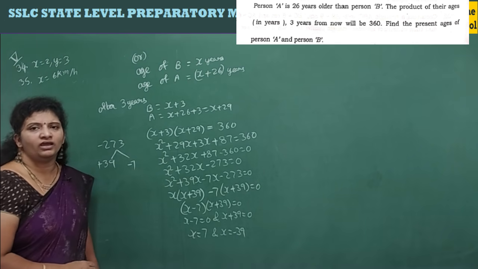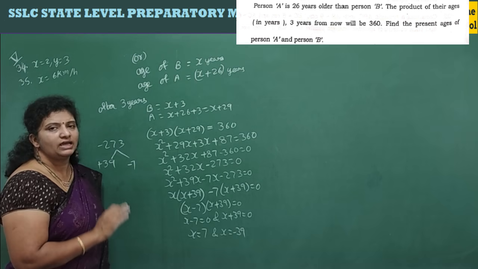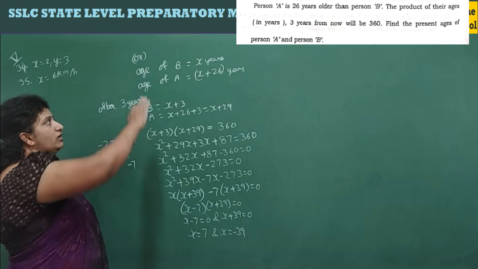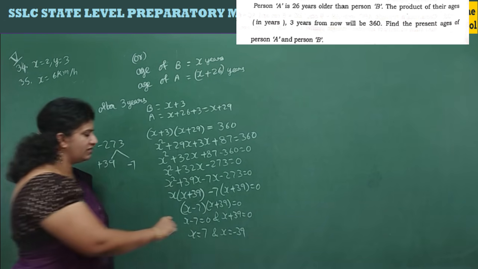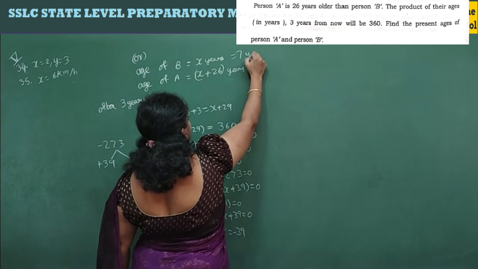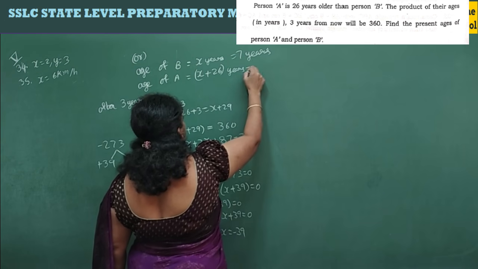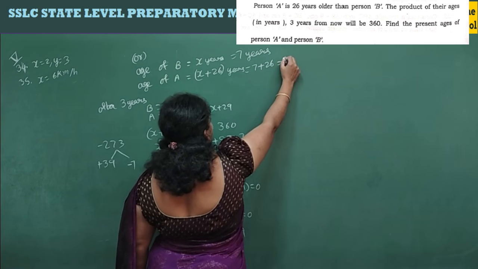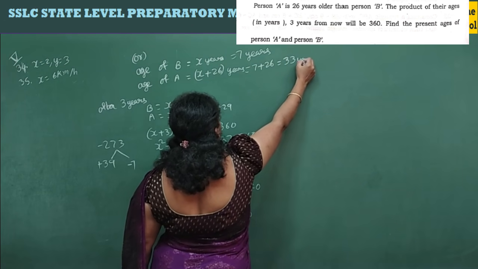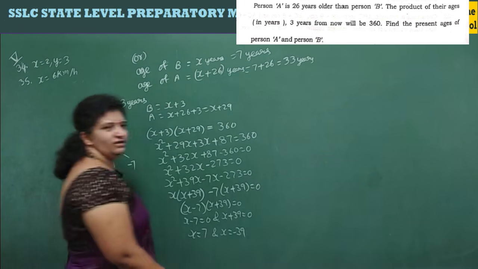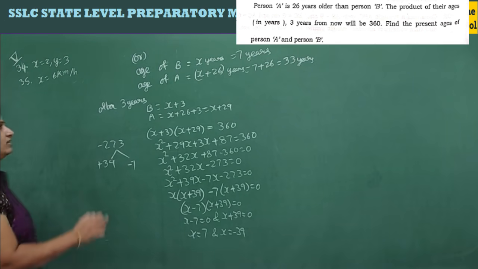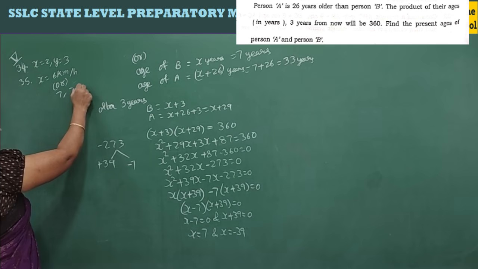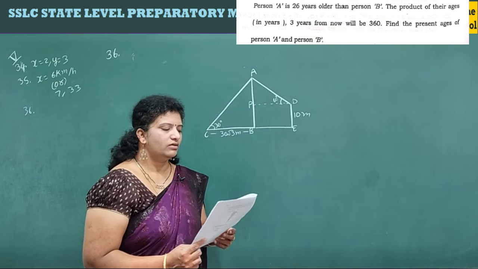Age cannot be negative. You should write the statement. Age cannot be negative. Therefore, age of the person B is how much? 7 years. Now what is the age of person A? 7 plus 26, that is 33 years. Right? Therefore, what is your final answer? The ages of the two persons are 7 and 33 years.